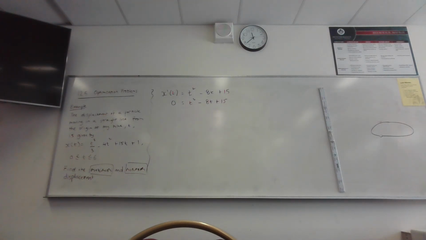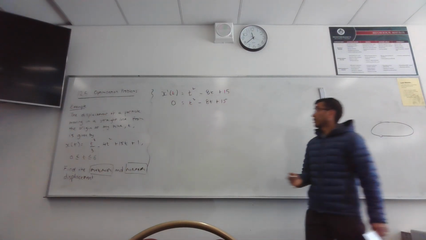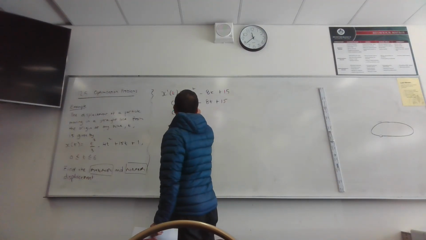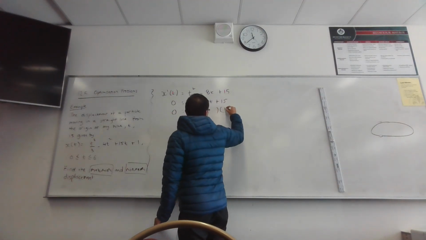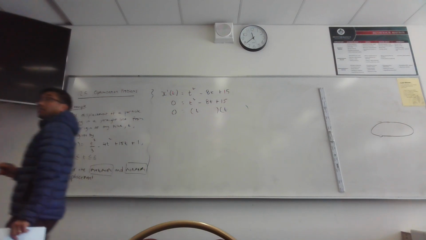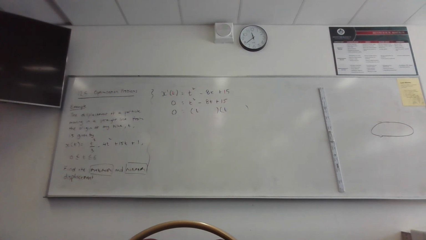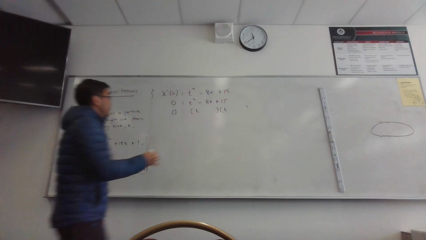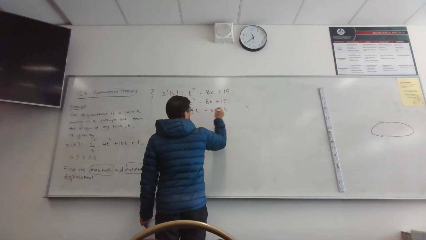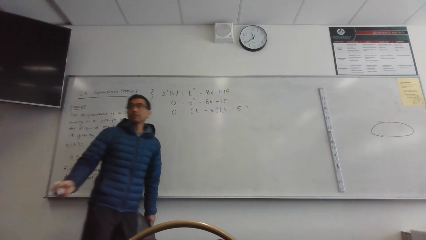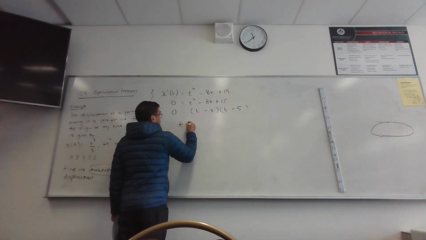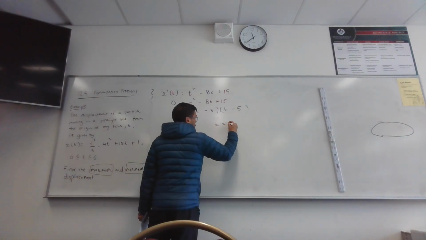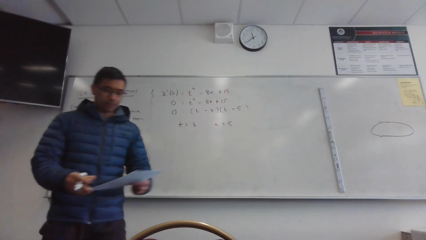And can someone tell me what we can use from the past to solve this for t? The null factor law. What two numbers multiply to 15, but when you add them, it's a negative 8? 3 and 5. No, negative 3 and negative 5. Okay, so t equals 3, and t equals 5. Good. So we're up to that stage.